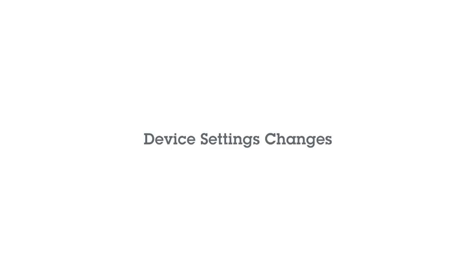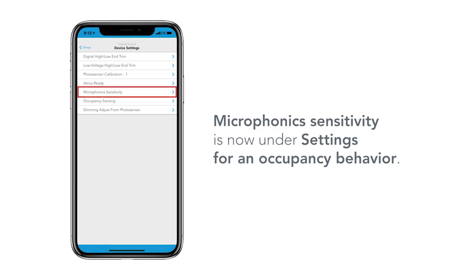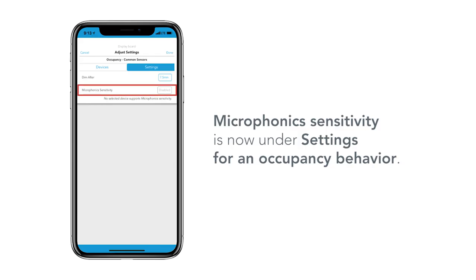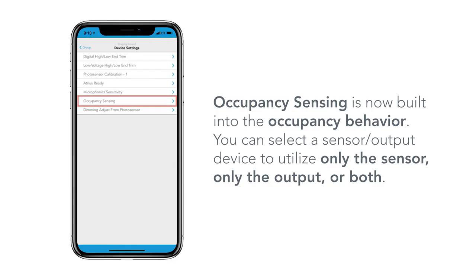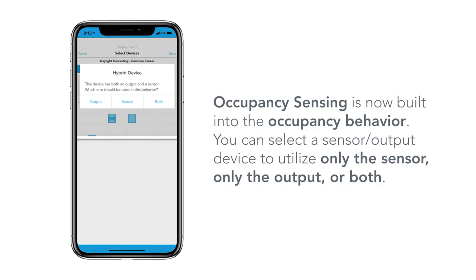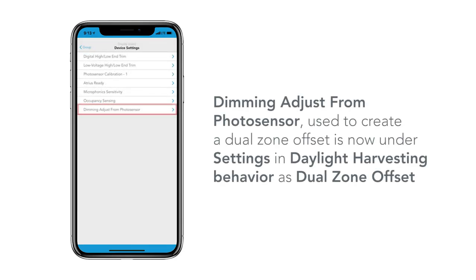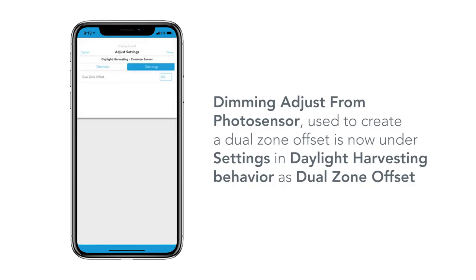Some device settings have been moved within the behavior settings to make it easier to edit these settings. Microphonic sensitivity is now under Settings for an occupancy behavior. Occupancy sensing is now built into the occupancy behavior. You can select a sensor output device to utilize only the sensor, only the output, or both. Dimming adjust from photosensor, used to create a dual zone offset, is now under Settings in Daylight Harvesting behavior as dual zone offset.